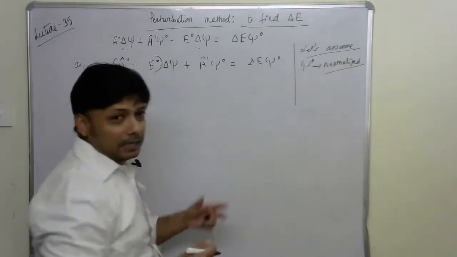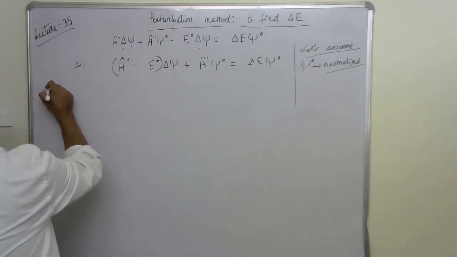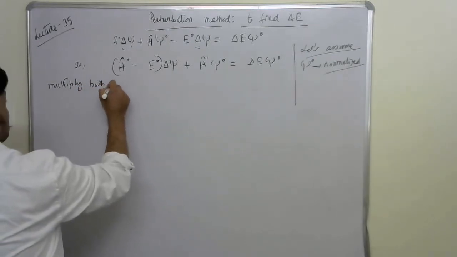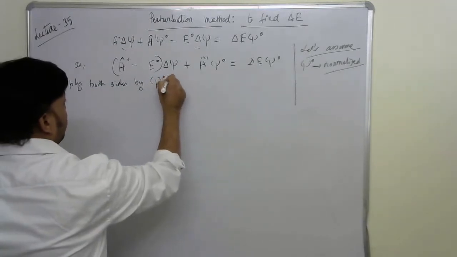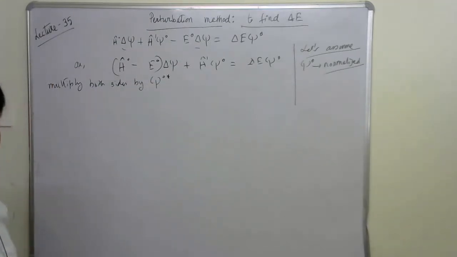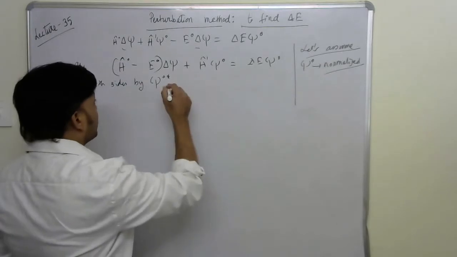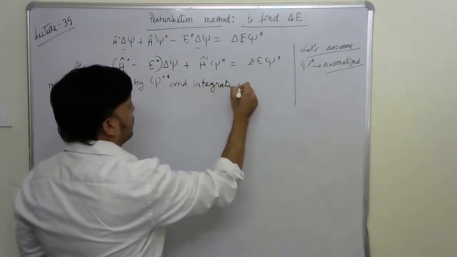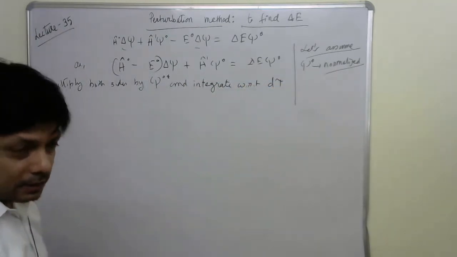So now you can quickly understand the hint that I wanted to give you. And of course what we are going to do is multiply both sides by the complex conjugate of psi naught, that is psi naught star. So if we do that, and not only that, we multiply both sides by psi naught star and integrate with respect to the volume element, which is d tau.